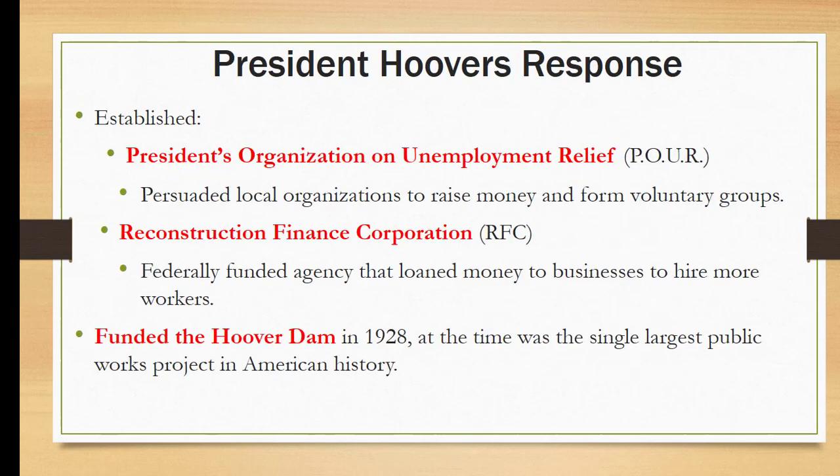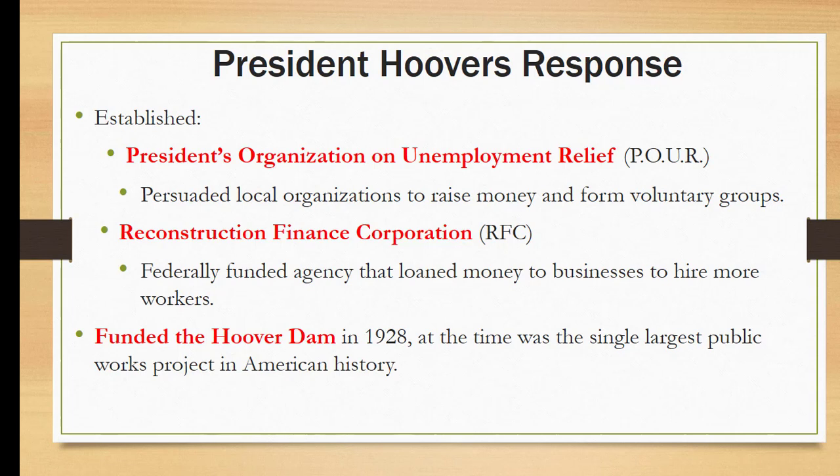Part of President Hoover's official response, he will oversee the organization of the most inartfully named initiative a president has put their name to: the President's Organization on Unemployment Relief, acronym POOR. This was an organization designed to persuade local organizations to raise money and form voluntary groups.